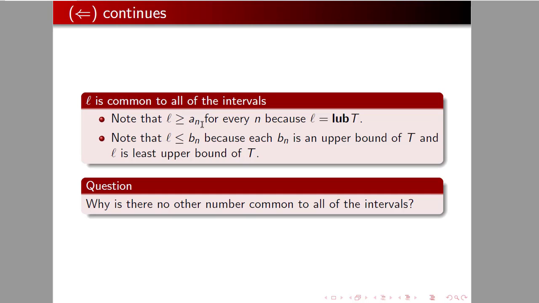Note that L is greater than or equal to every an, and note that L is less than or equal to each bn, and so this L is in each of the intervals. Now the question is, why is there no other number common to all of these intervals? Well, if there were another number, there would be a positive distance apart, and you could choose the intervals to be smaller. So we're cool there.